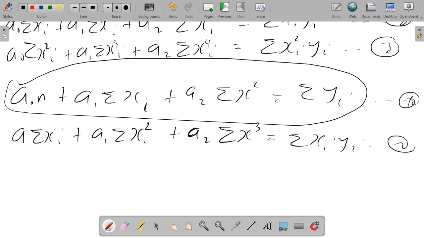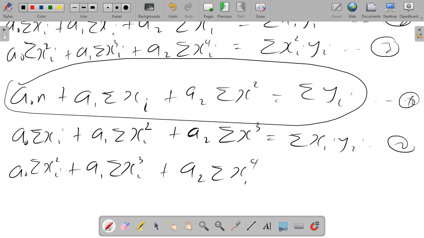So multiply equation 2 by the same xi again. So it will now be what? A0 summation x squared i plus what? A1 summation x cubed i plus what? A2 summation x to the fourth i is equal to what? Summation xi squared yi. You see that? So getting these 3 equations is very, very simple.